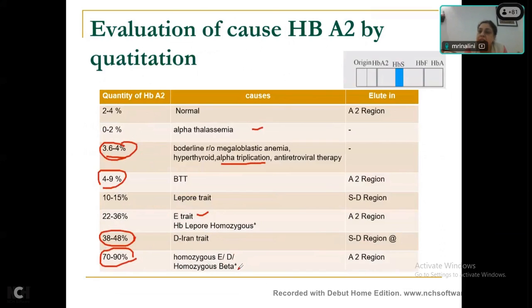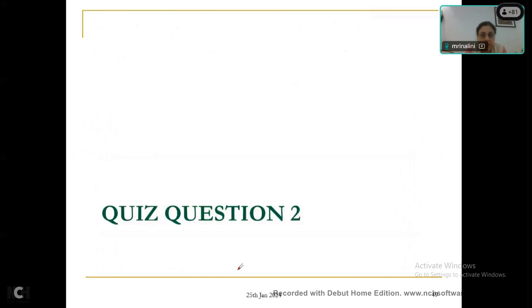Homozygous beta will definitely be symptomatic, so that will not come under the differential diagnosis. But if you don't know the history, then of course you will make that mistake. So that is why whenever you are interpreting, I tell you again and again, you have to take into notice all these points. So coming to the quiz question.